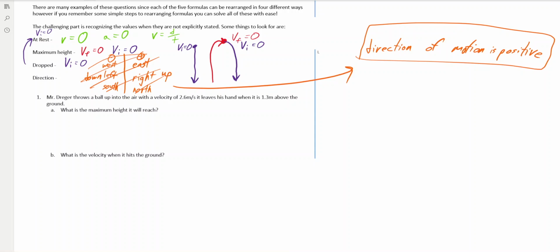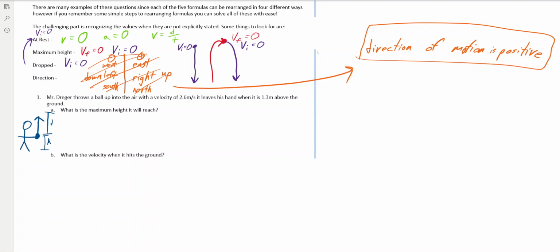Alright, let's take a look at this example question. Mr. Drager throws a ball up into the air with a velocity of 2.6 meters per second. It leaves his hand when it is 1.3 meters above the ground. Okay, so before you even keep going, you should really start thinking, hey, let's draw a picture because I want to make sure I understand this. So Mr. Drager is holding this ball and he throws it up into the air. Okay? And you can see that actually it starts off with a height, h, and now it's going to get some new height added to that. So now it says what's the maximum height it will reach.